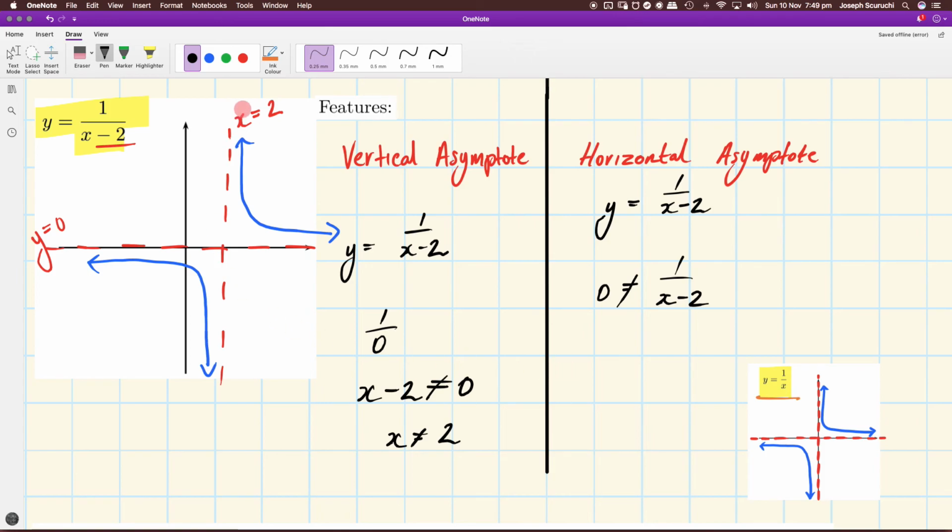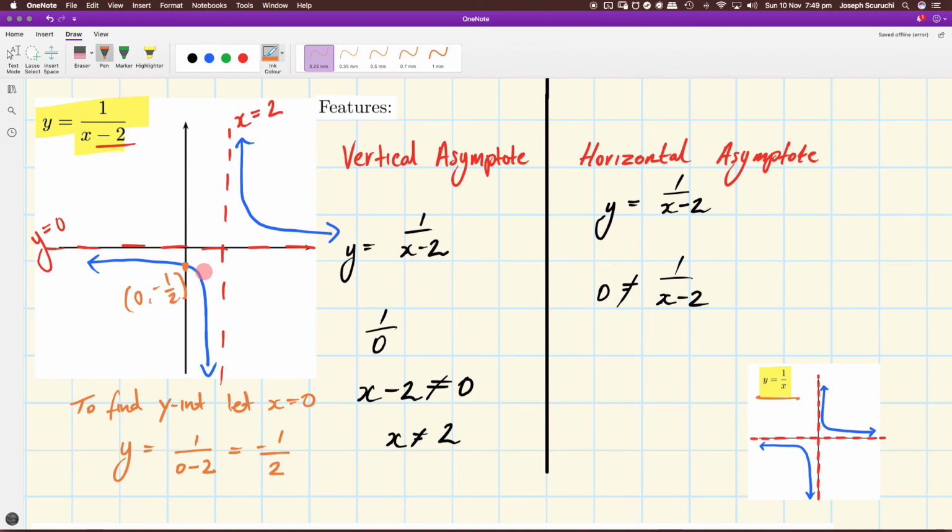Perfect. And the one other thing that you'd have to recognize is I now have a y-intercept. And I could quickly find this by going to find the y-int, let x equal 0. So I would get y equals 1 over 0 minus 2, which will be 1 over -2. So this will be (0, -1/2).